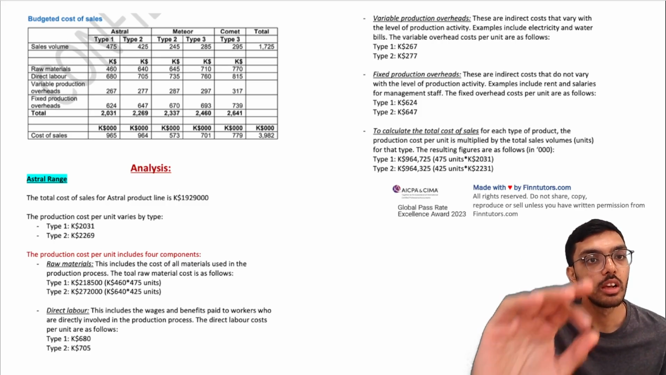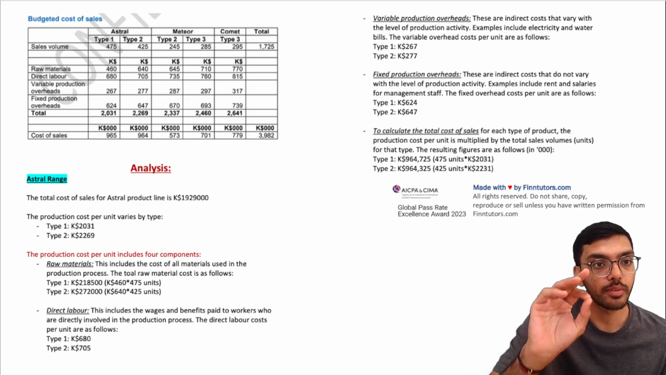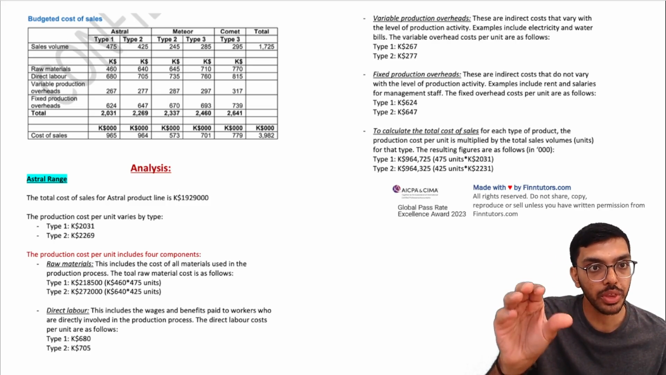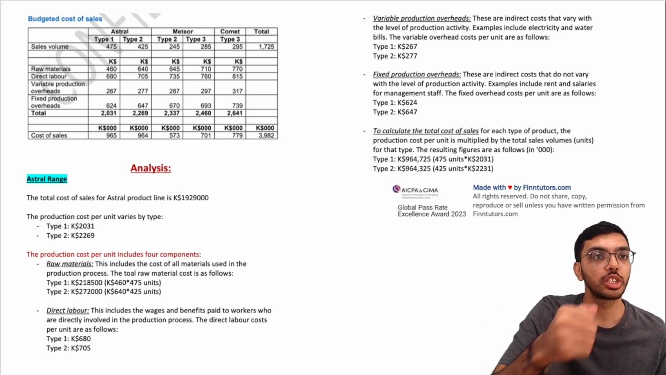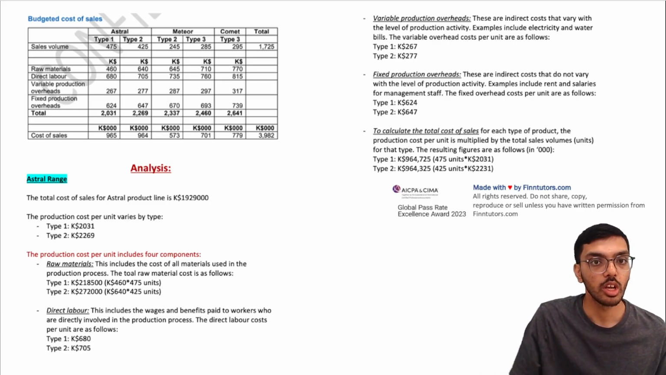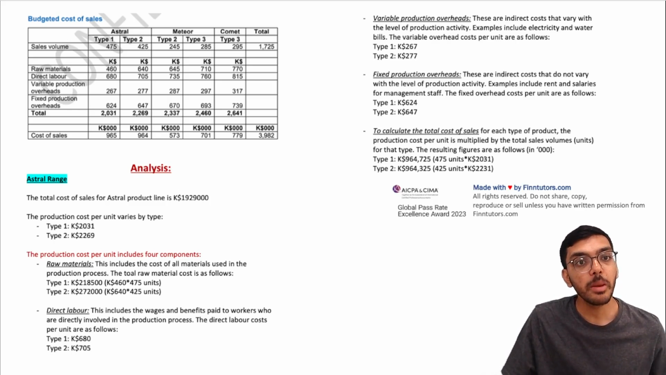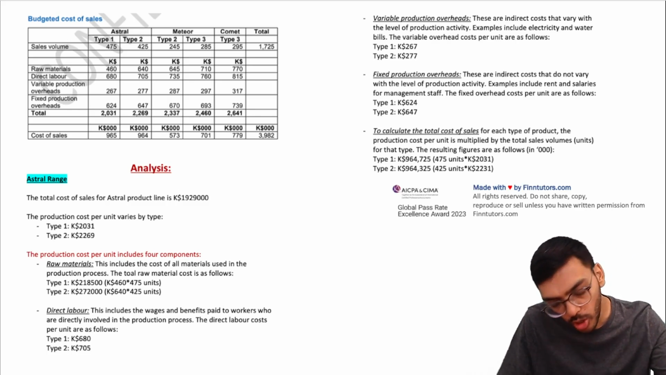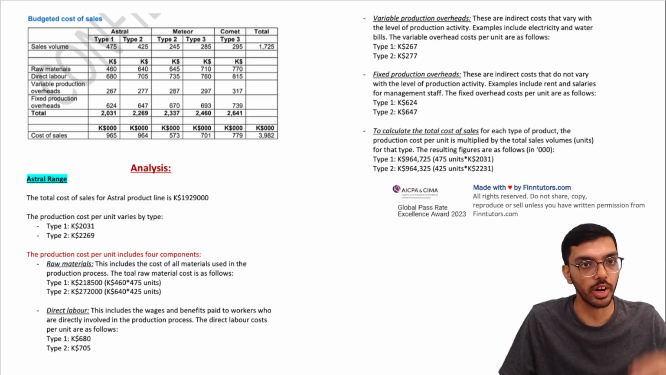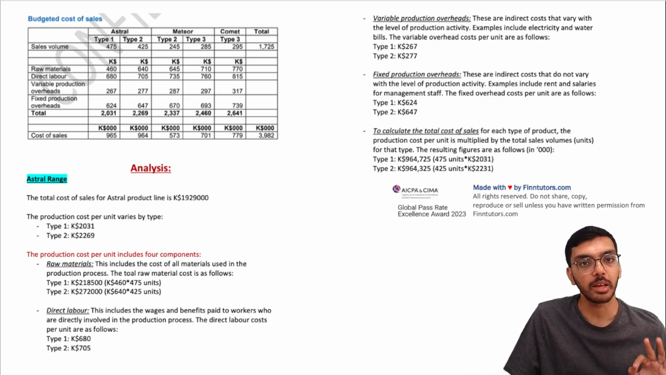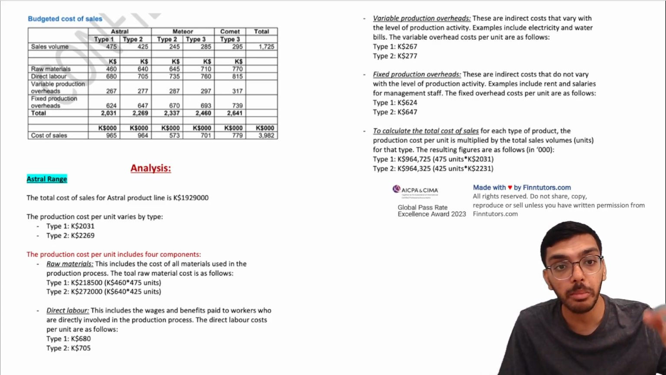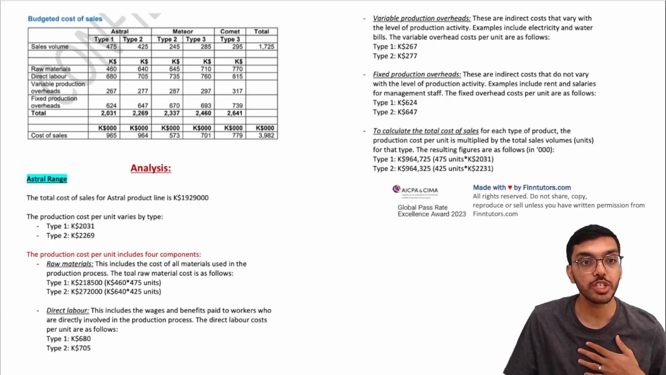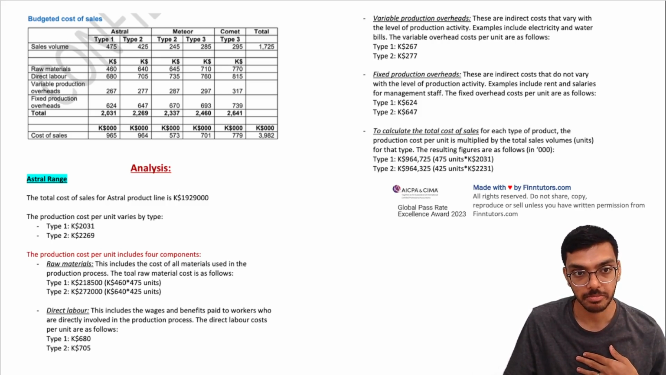So Astral, if you look at it, out of the 2031, which is the total cost of the product, you will see majority is committed in, for any product rather, let's pick any product, Meteor or Comet, majority of the costs is raw material and direct labor. But there is also a significant proportion of the variable overheads which we need to keep in mind.